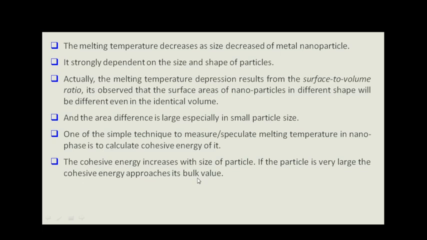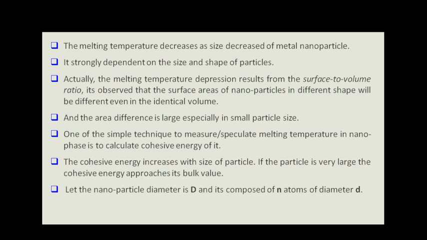If the particle is very large, the cohesive energy approaches the bulk. That means if you choose a particle larger than 100 nanometers, naturally it will be almost similar to a bulk material rather than a nanophase. That means you cannot observe any significant variation of a nanophase, or a variation due to the surface to volume ratio.